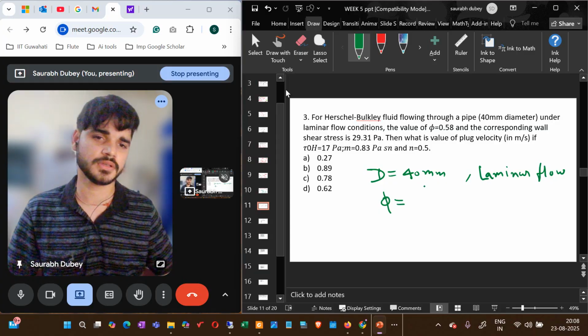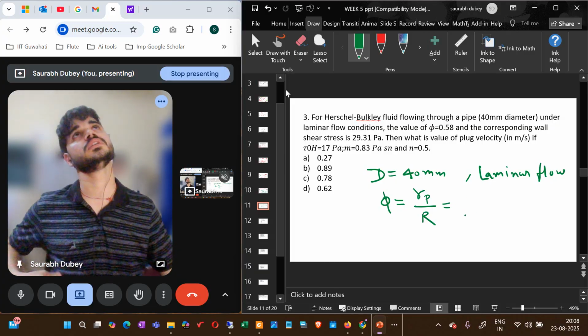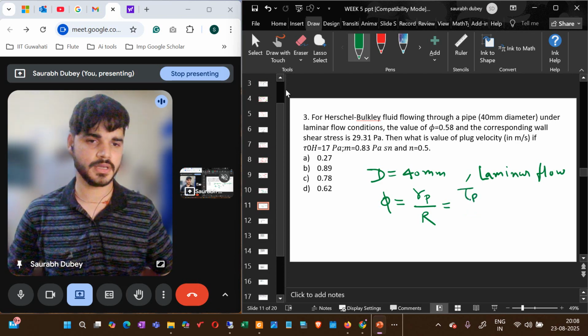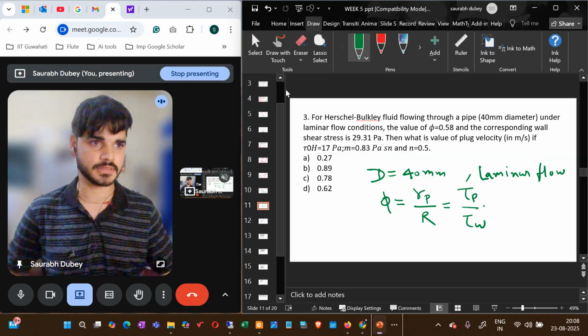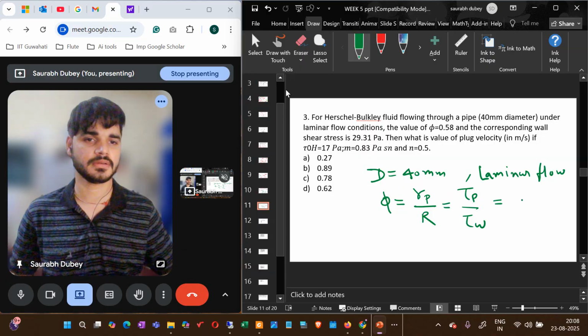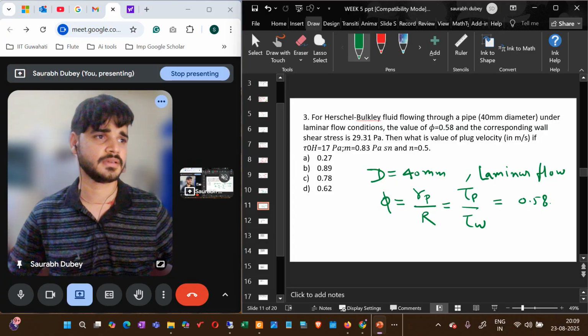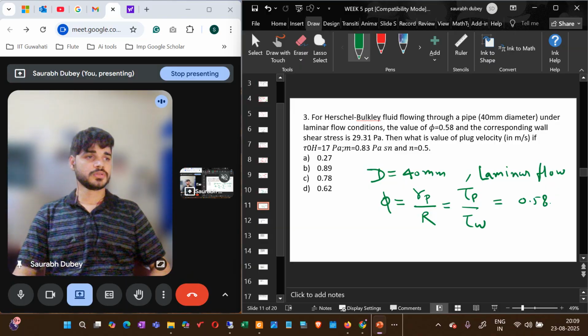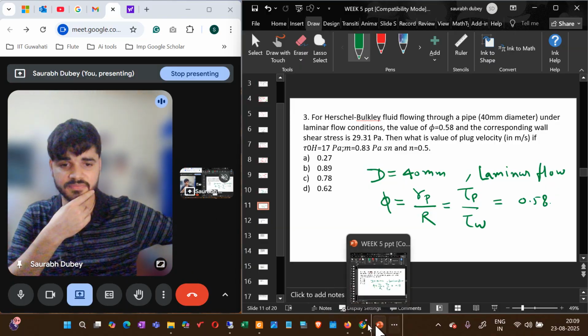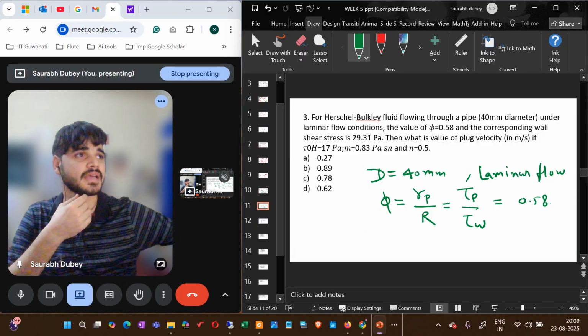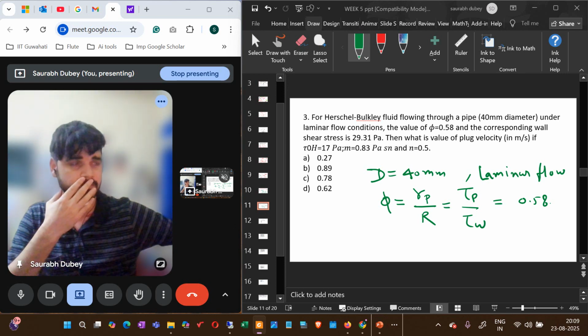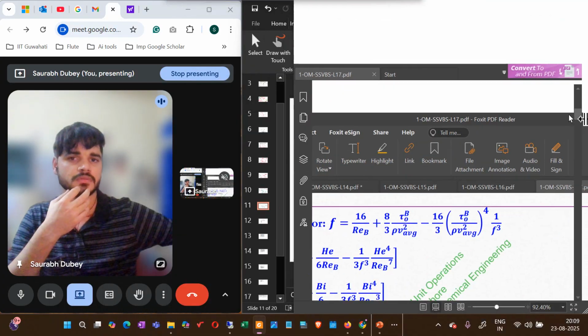So phi equals what? You know that Rp divided by capital R. It is also equal to tau p divided by tau R, right? These relations you need to remember, right? So if I am correct, let me just refer to the slide. So you have to refer to the slide, right? So if you refer to the slide, this was part of lecture 4. We just have that slide here. Yes. This slide here.